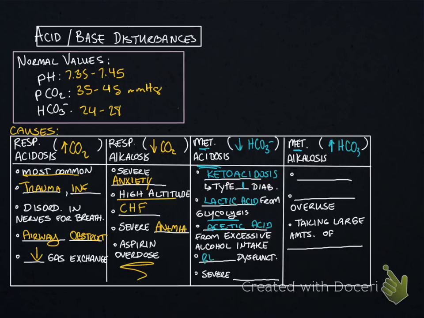Renal dysfunction, and also severe diarrhea. And then finally, metabolic alkalosis: vomiting. Too much diuretic, that causes you to lose too much fluid volume. And taking large amounts of antacids can lead to metabolic alkalosis.